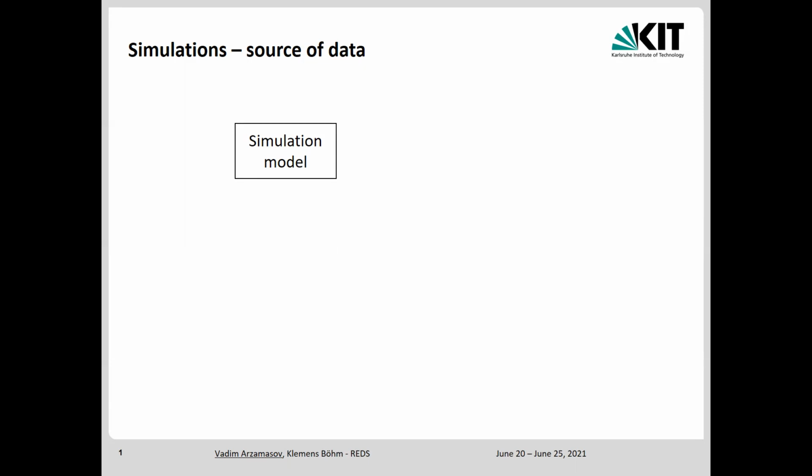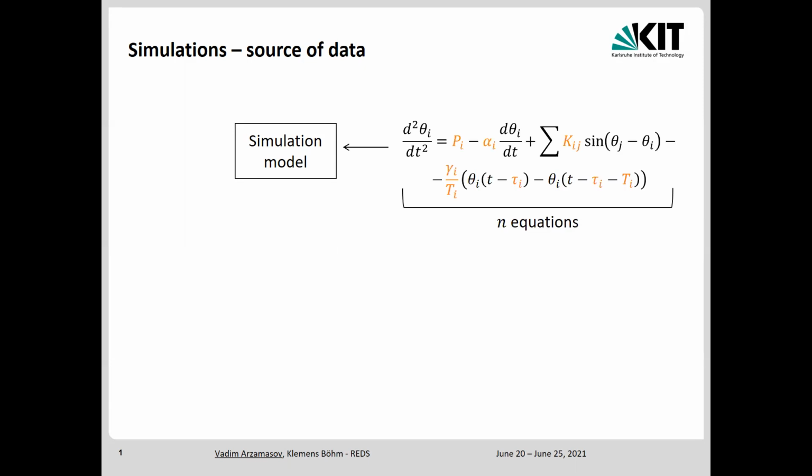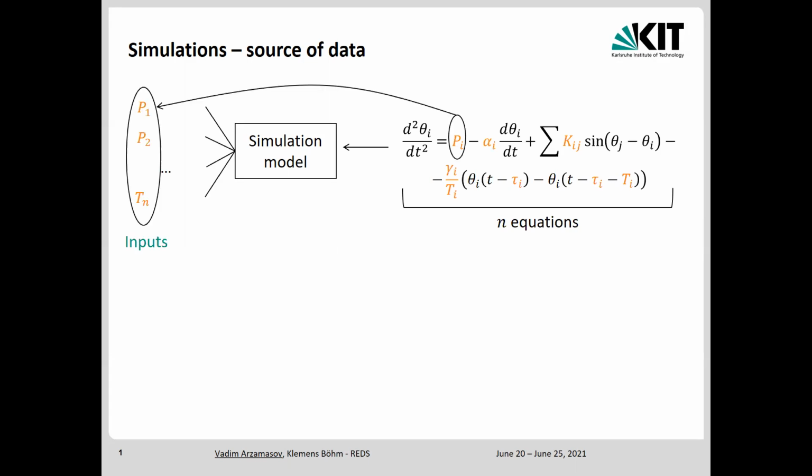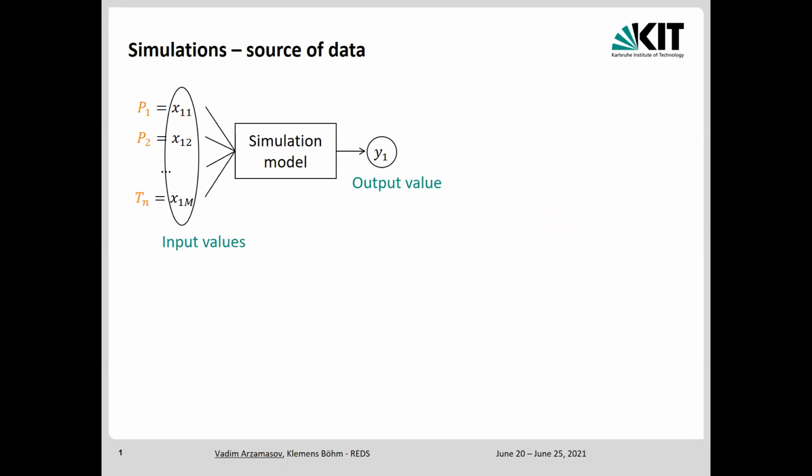Simulation models are usually described by means of differential equations, for example, like this one. The parameters of these differential equations are the inputs of a simulation model. And the simulation model is used to provide an output value for specific values of its inputs.